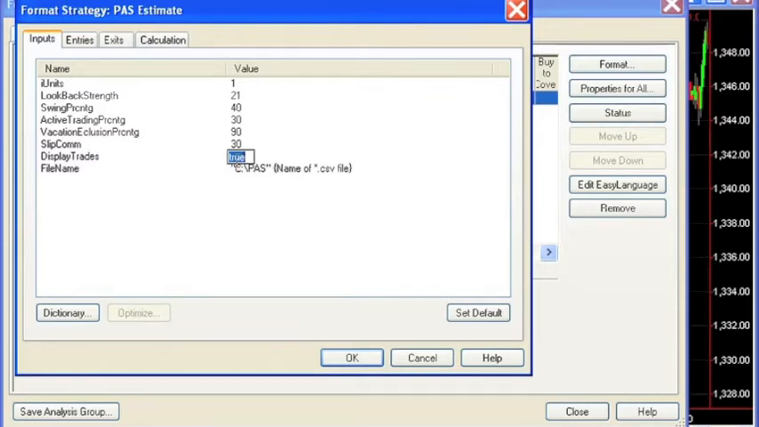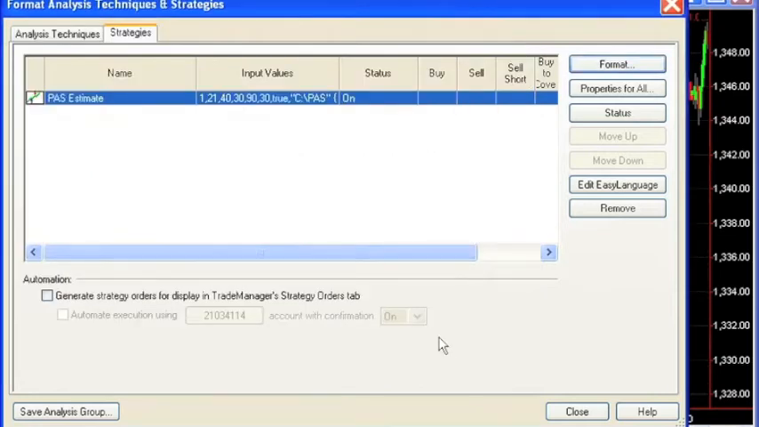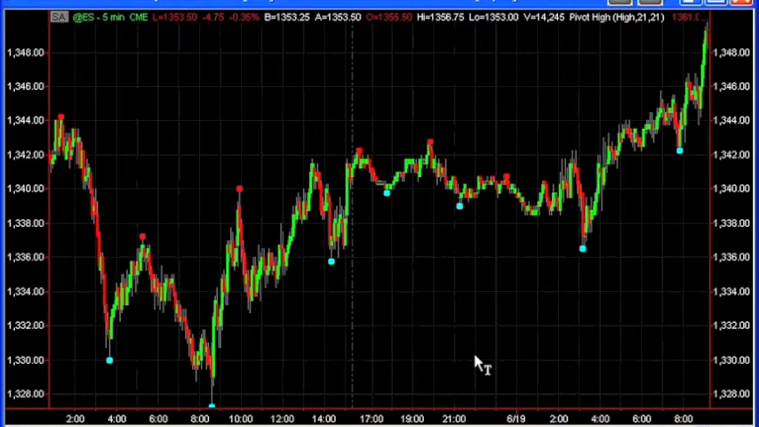If you put this to false, it's just going to give you the summary information and not list all the trades. And of course the final file name input is going to say where we're putting this on your hard drive and what's the file name associated with it. So we have this all configured. This is our default value. Let's let it run on our ES market here and see what we get.